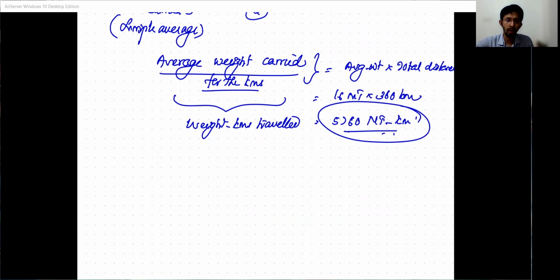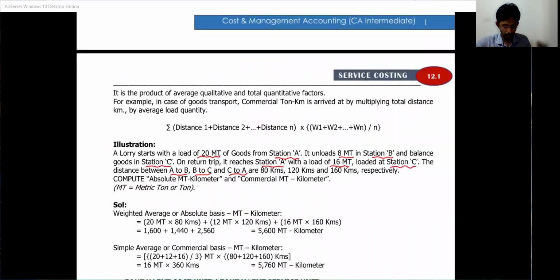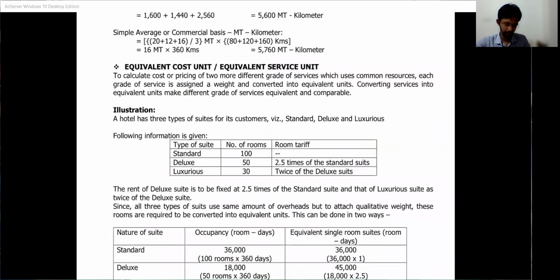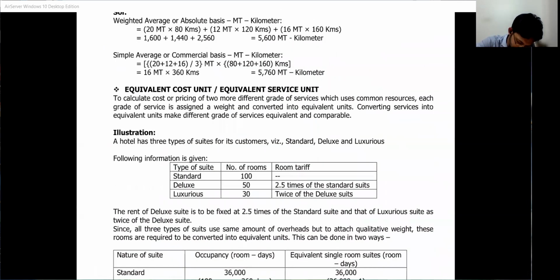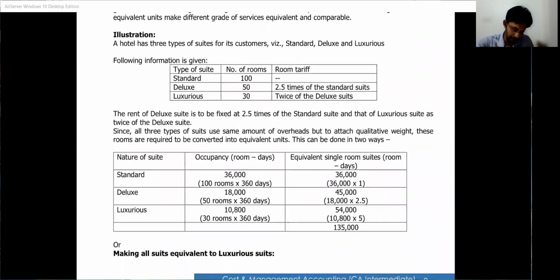I hope the concept of simple average as well as weighted average, composite service units, it's clear to everyone. Okay, now we are moving to the next part, the concept of equivalent cost unit or equivalent service unit. Now, this also let's try to understand with the help of an example. Okay, let's see this example.